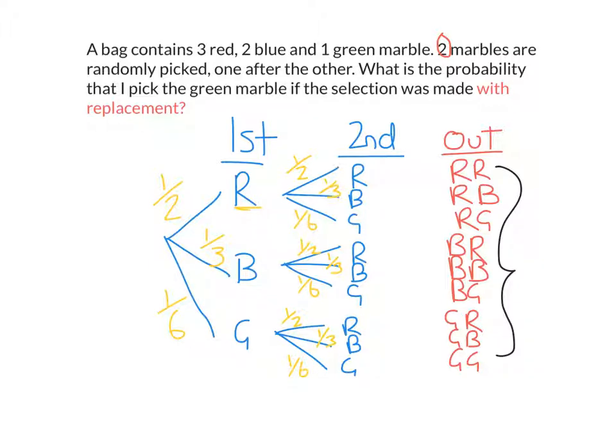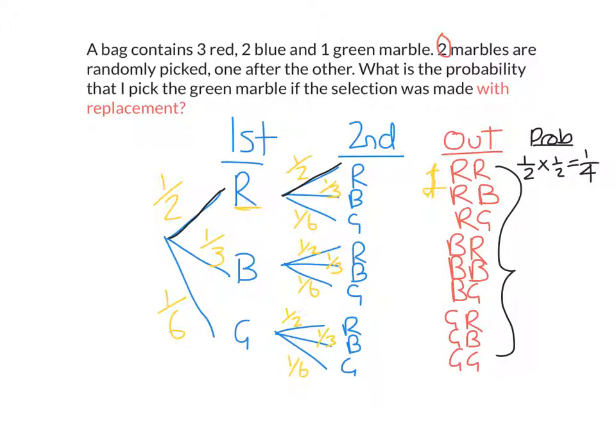Similarly, half for red, a third for blue, and a sixth for green. So when you're picking objects with replacement, the probabilities do not change at each stage. Red is a half at each stage, blue is a third at each stage, and green is a sixth at each stage. So to calculate the probability of each of these events, what I do is I multiply the probabilities on the branches. So for red, its probability is a half times a half, which is a quarter.